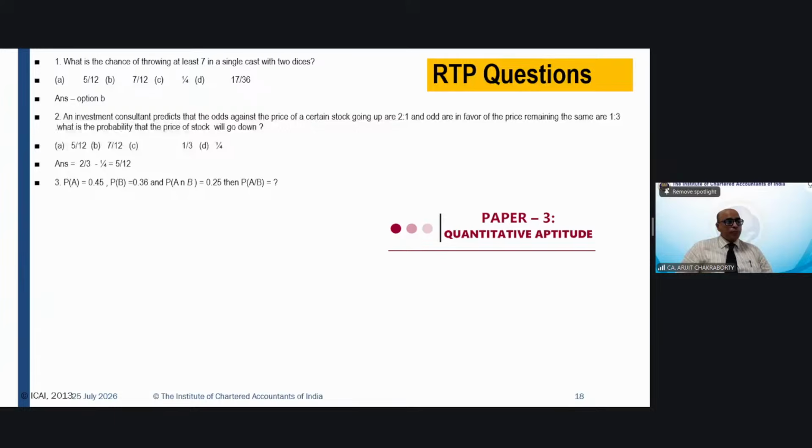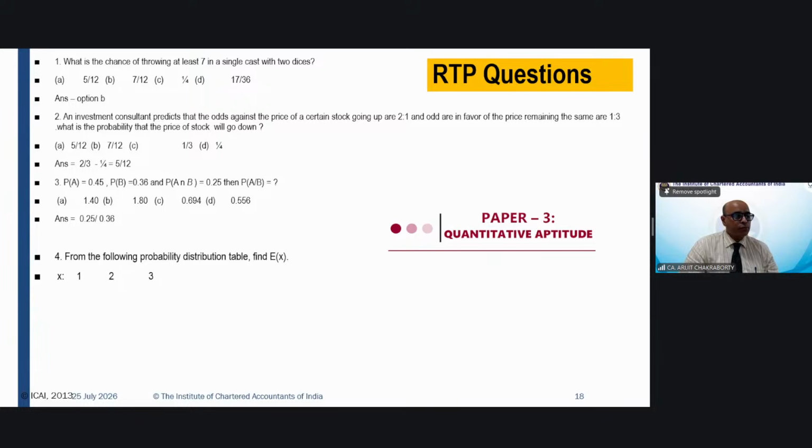The third question: P(A) is given, P(B) is given, P(A intersection B) is given. Therefore, what is P(A/B)? That means they are asking the conditional probability. Here we know that P(A/B) is given by P(A intersection B) divided by P(B). So P(A intersection B) is 0.25, and I will divide it by P(B), the probability of B, which is 0.36. So the answer is 0.25 by 0.36. You can just work it out and check.